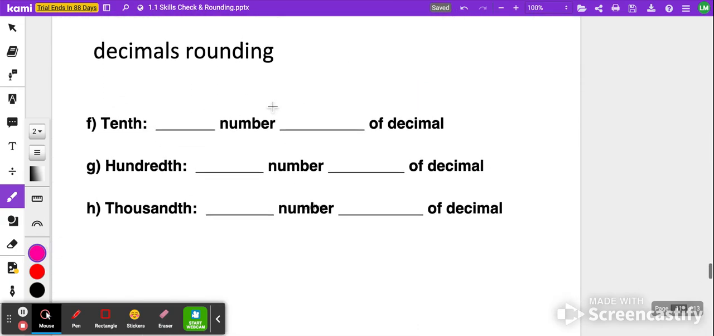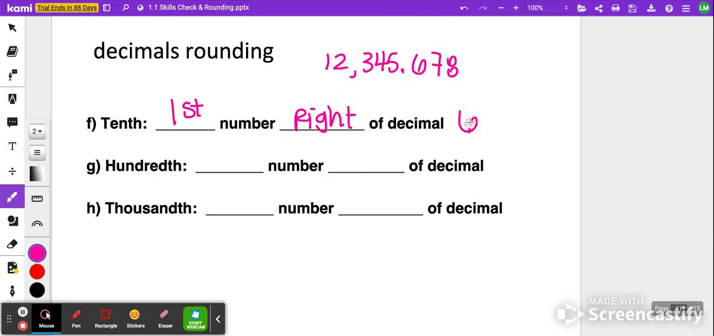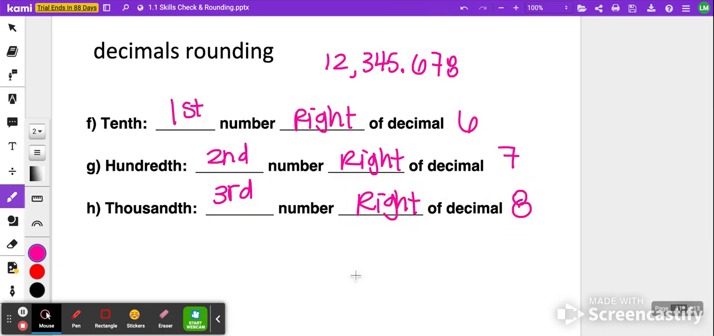So this next part we're going to talk about decimal rounding. This is still a continuation of 12,345.678. So we're going to talk about how to properly say this in mathematical terms. The tenths spot is going to be the first number to the right of the decimal. So that number in this example is the number 6. The hundredths is the second number to the right of the decimal. And in this example, that number is 7. And then we'll get to the thousandths today. The thousandths is that third number, again, to the right of the decimal. And in this case, it is the number 8.